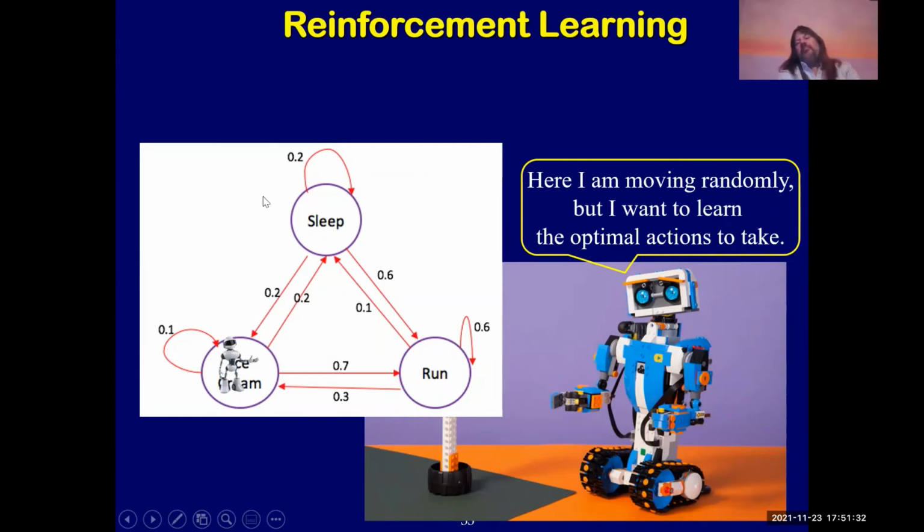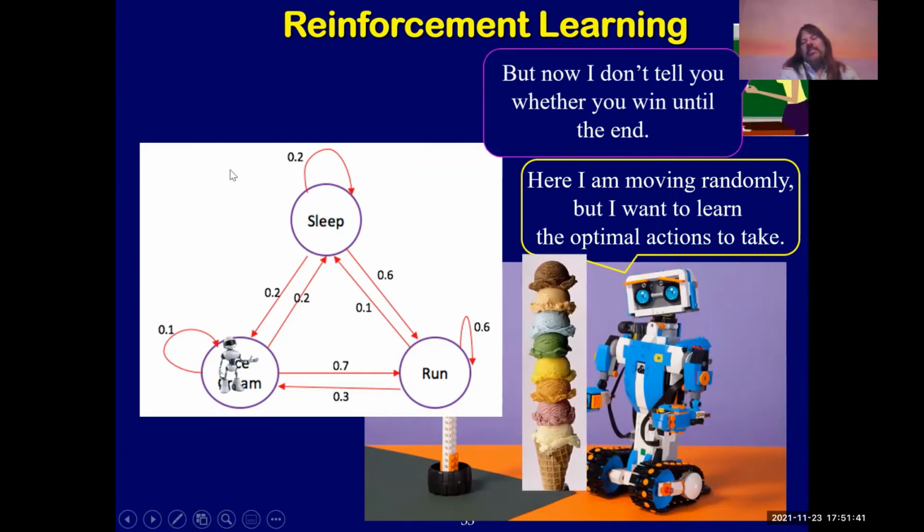All right, but now reinforcement learning is, well, we don't want to be moving randomly, right? We want to be learning and making decisions, and at the end, after it travels a lot, what does the robot want to be rewarded with? It wants to be rewarded by eating ice cream. It doesn't want to be flipping back between sleeping and running, right? It wants to be eating ice cream. So that's when it gets rewarded, right?